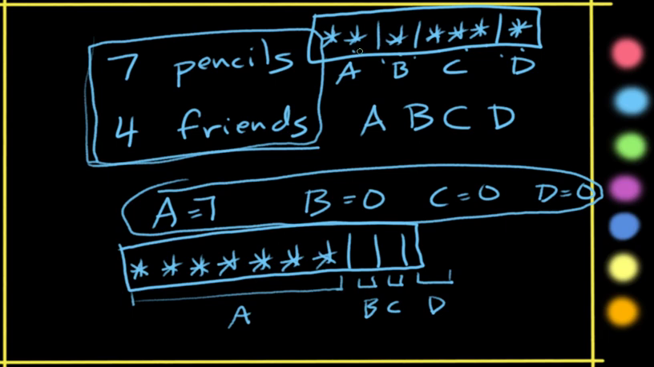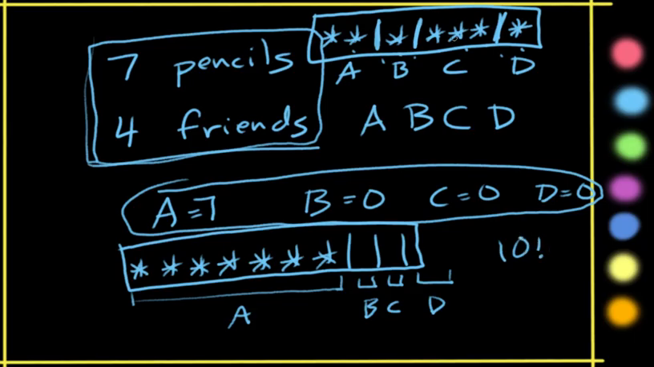So the number of stars you have is equal to the number of pencils, and the number of bars you have is 1 less than the number of friends, because you need 1 less separator than the number of friends you have. So in this case, we have 7 stars and 3 bars. That gives us 10 altogether, so that's 10 factorial ways to arrange these.